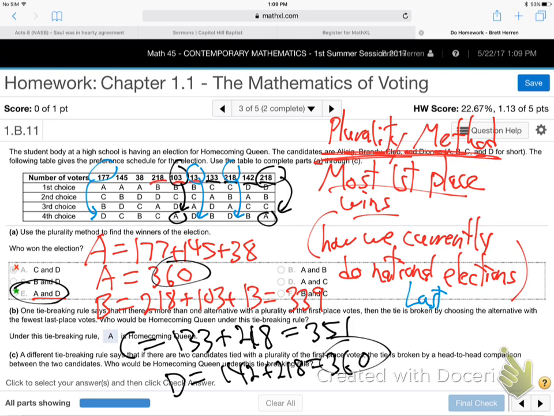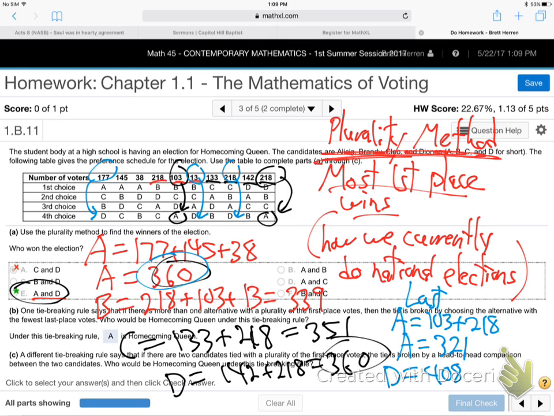So last, how many does A have last? A has the 103 and the 218. What is that? 321? And how many last place does D have? 408. Is that what it is? Thank you. 408. So D has more last place. More people think D is the worst. So therefore, we should break the tie and give A the victory.